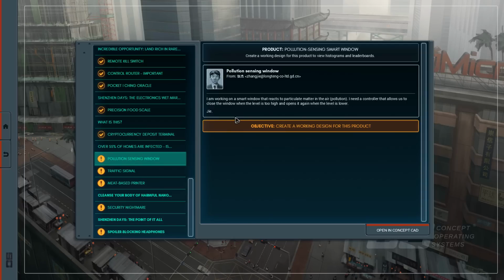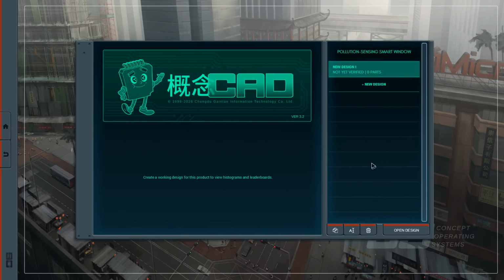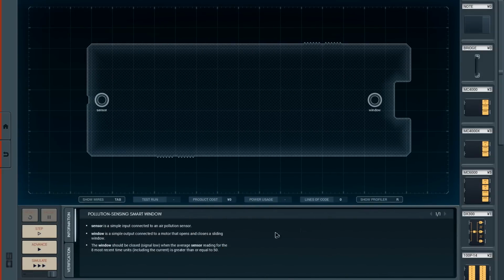Okay, let's take a look at the pollution sensing window. I'm working on a smart window that reacts to particulate matter in the air. I need a controller that allows us to close the window when the level is too high and opens it again when the level is lower. Okay, so let's get this to designing. So, pollution sensing smart window. Sensor is a simple input connected to an air pollution sensor. Window is a simple output connected to a motor that opens and closes a sliding window.